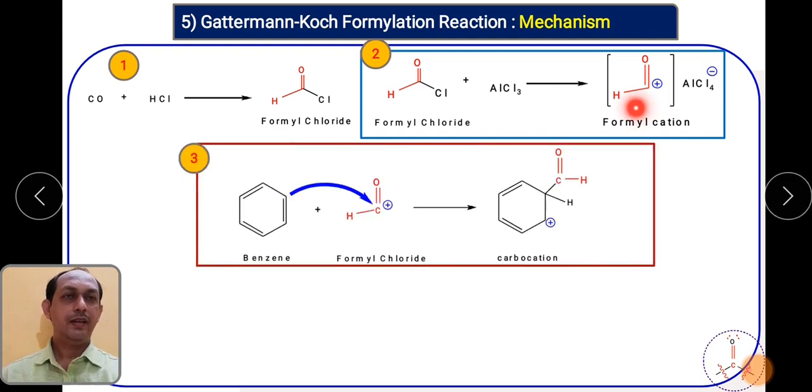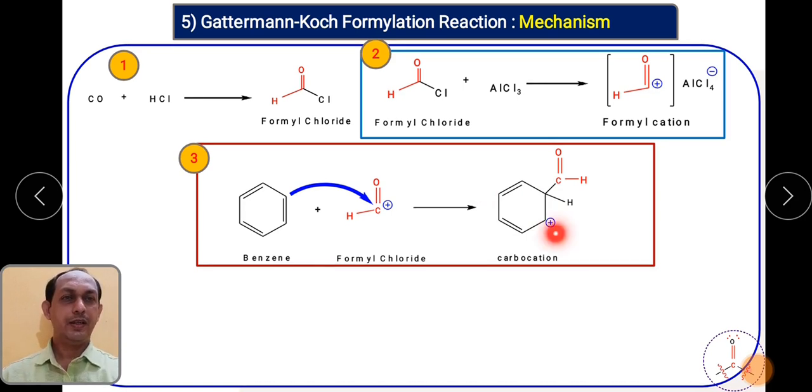The formyl cation formed in the first step then gets attacked by aromatic compounds such as benzene, and this addition is just like an electrophilic substitution reaction. So this attack takes place and a new group is added to the aromatic compound. What will happen is the formation of a carbocation, and we know this carbocation gets stabilized, though it is very unstable.